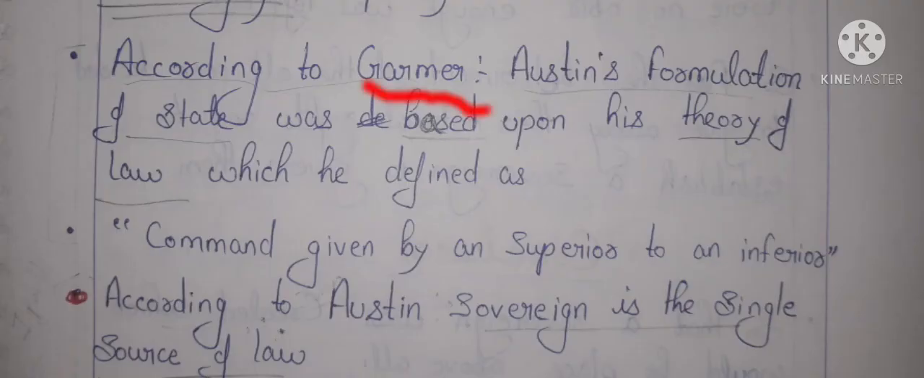According to Gramer, Austin's formulation of the state was based upon his theory of law, which he defined as a command given by a superior to an inferior. According to Austin, the sovereign is the single source of law.